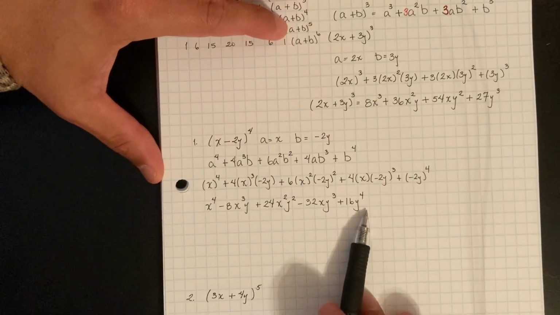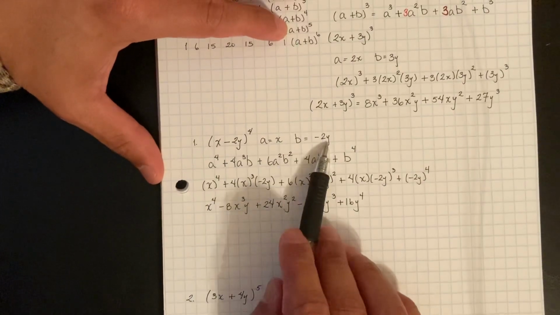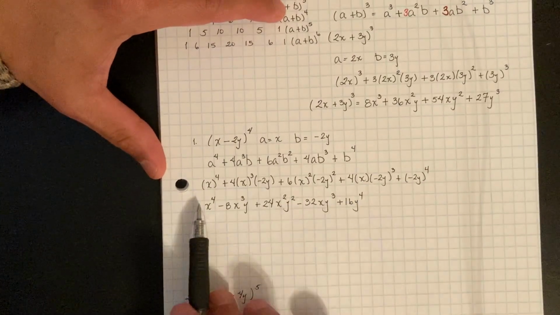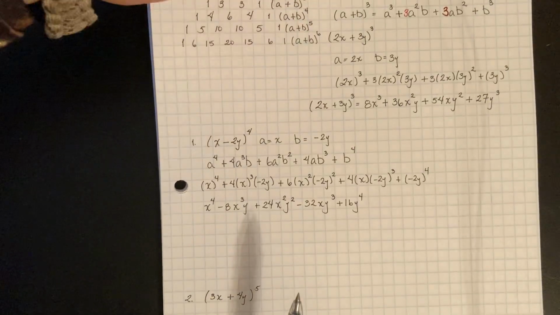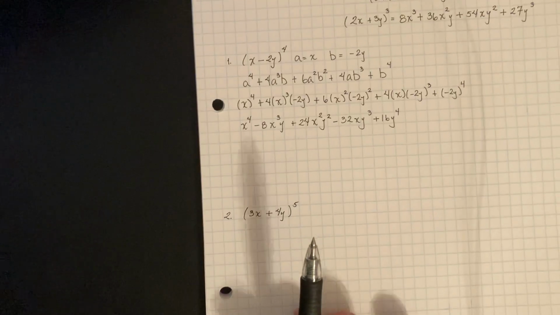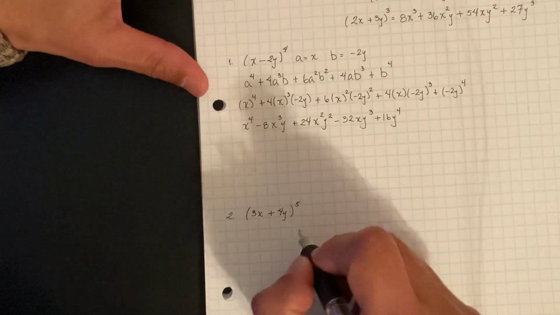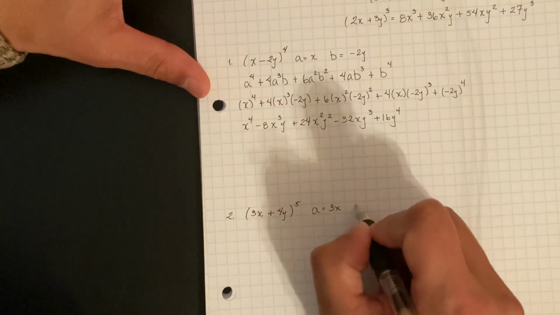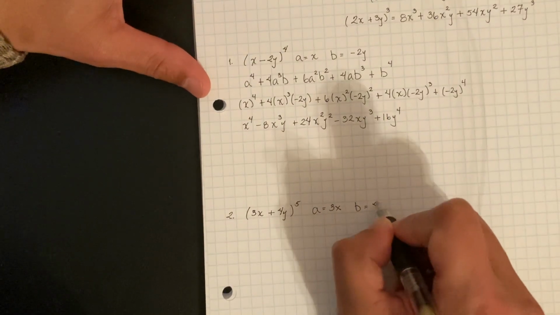But notice how I did that. First I had to label my a and my b. Then use the expansion, substitute so I don't make a mistake, and then just go carefully one progression at a time. Let's go ahead and do one more, a long one, okay? And let's go ahead and label our a and b. So a is going to be 3x, and b is going to be 4y.